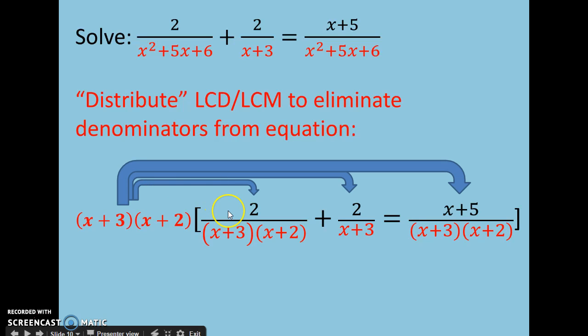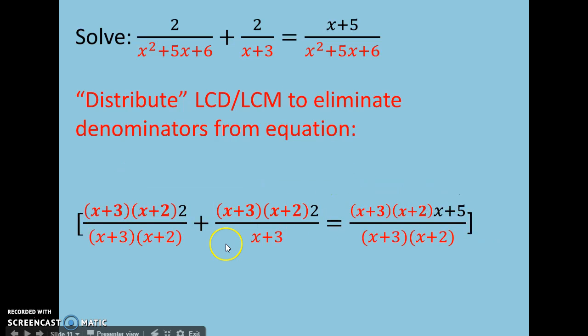So it gets distributed into the numerator of all three terms. So for the first term, it got distributed into the first numerator times 2, right? Because the first numerator, you can see up here, it has 2. And the LCD got distributed into the second numerator, again, times 2, because that's what we had in the original numerator. And then the LCD got distributed into the third numerator times x plus 5, because that's what we have in the original numerator. All right, now it's time to cancel.